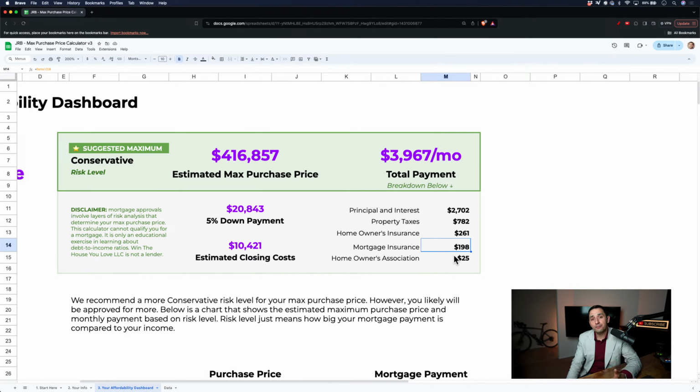If you have a conventional loan, it will be in place until you get 20% equity in that property. If you get an FHA loan, that's going to be there for the life of the loan. So just be aware of that. That's where this mortgage insurance comes from. That's where the importance of 5% down versus 20% down comes into play.